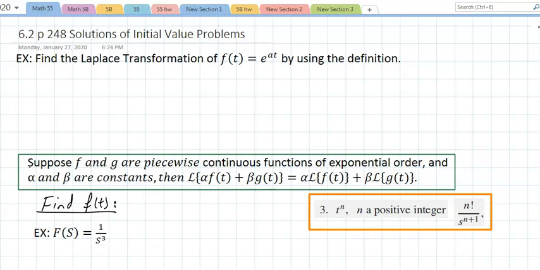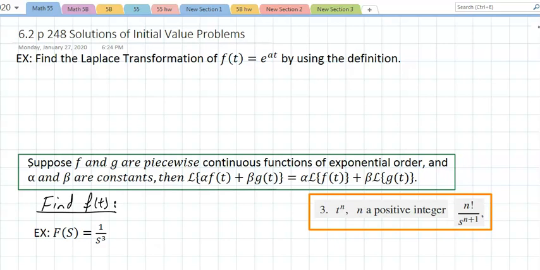Section 6.2. So in 6.1, we derived all of these formulas. From 6.2 on, we're going to use this table on page 252. I'll refer to that in a minute. So 6.2 is on page 248, solutions of initial value problems. In this section, we want to get acquainted with this table that they have.